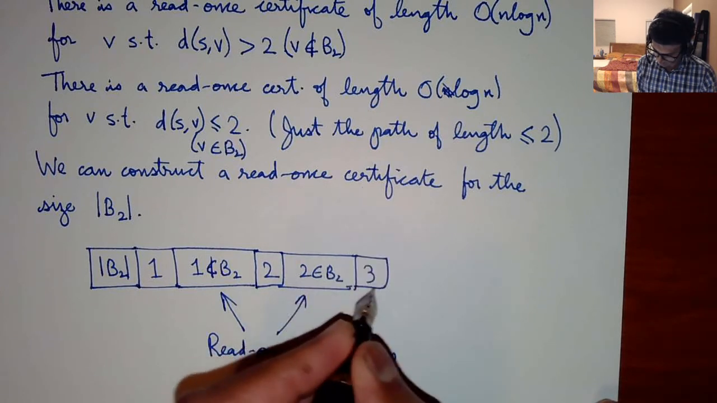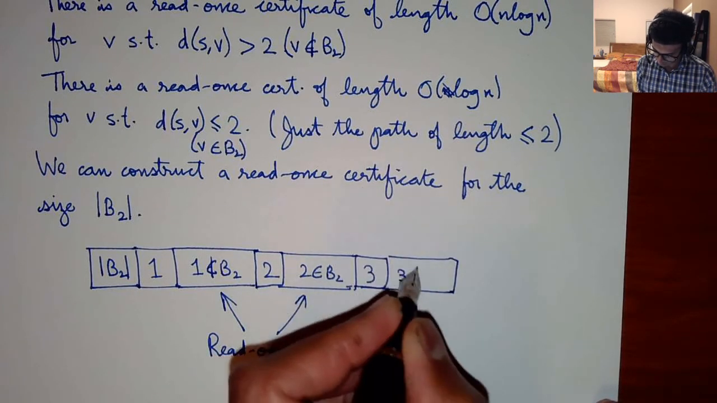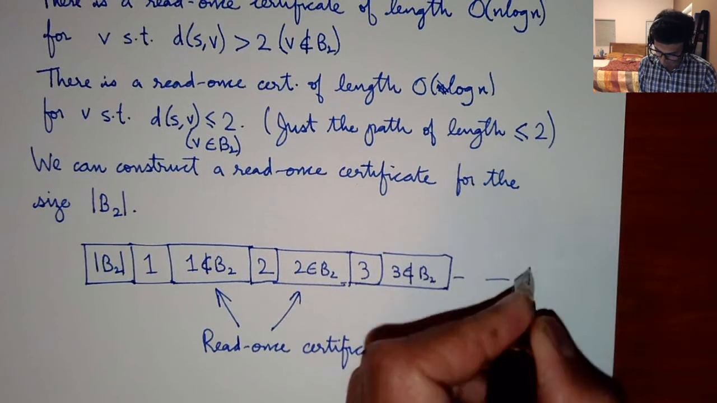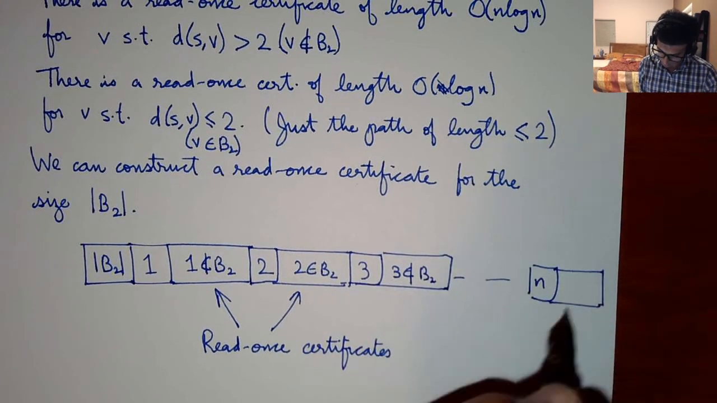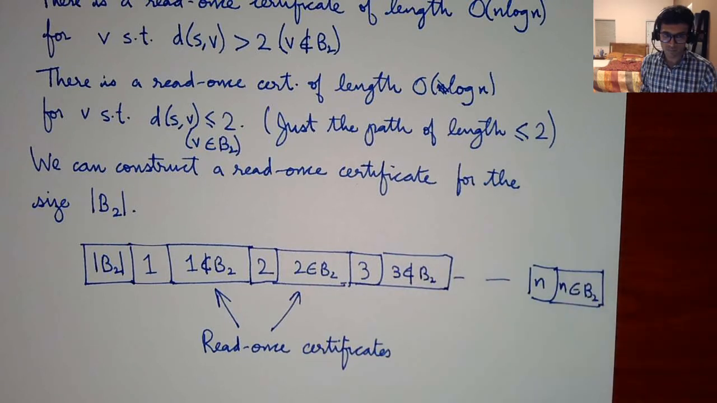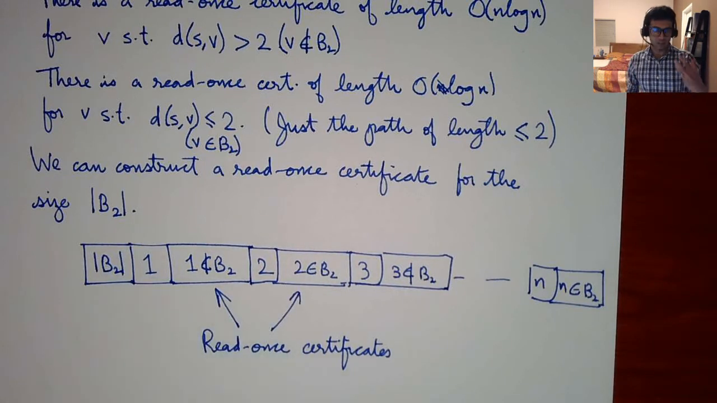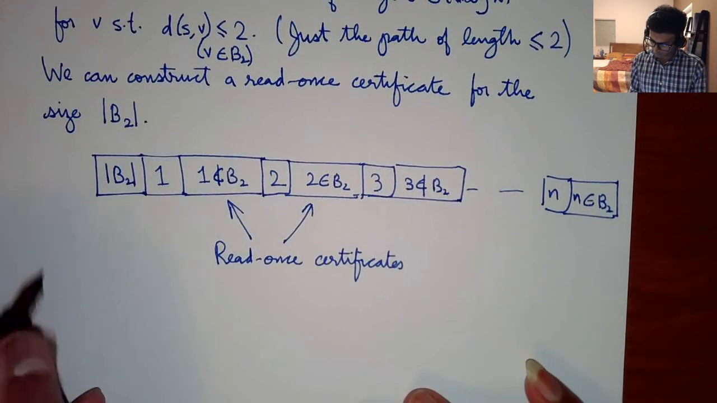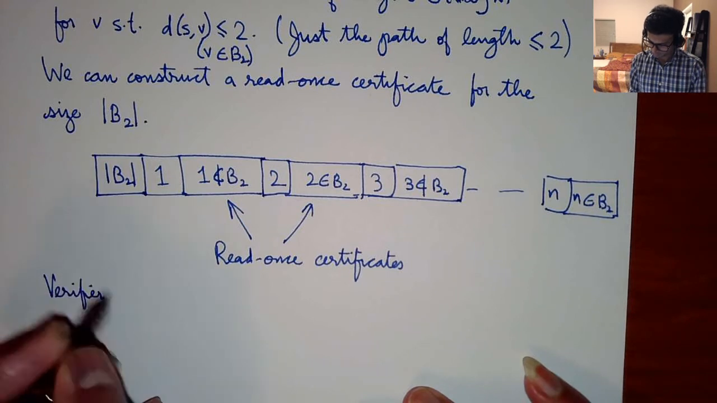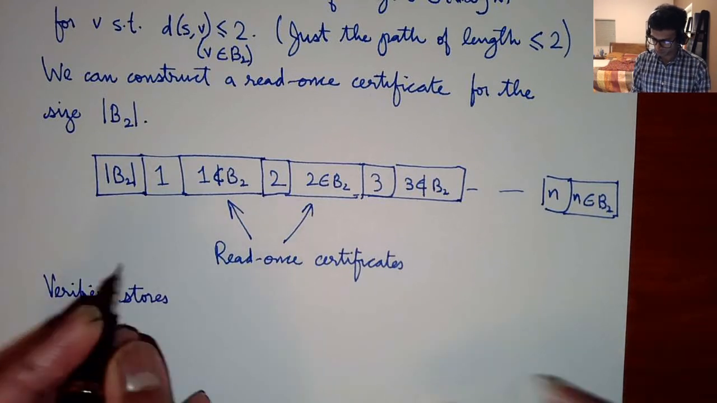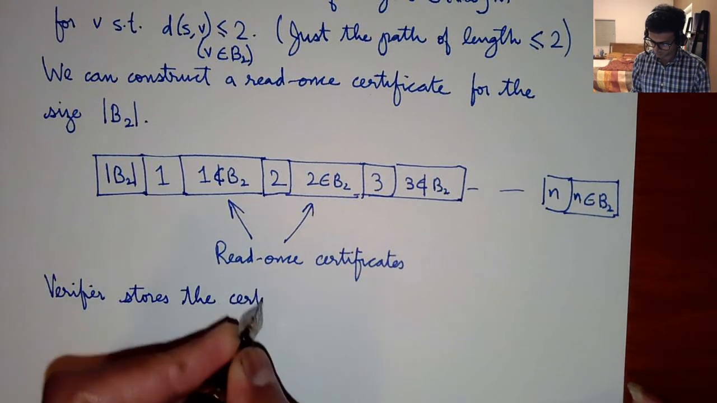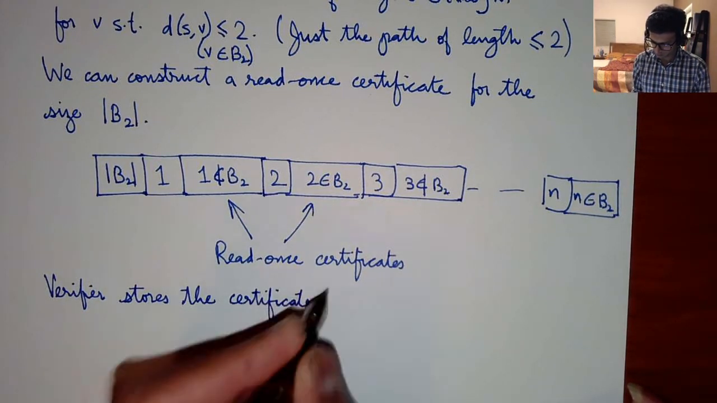And then for 3, it has some certificate. Maybe 3 is also not in B2, and so on and so forth, all the way up to n. I would say n maybe is in B2. So it can read this entire thing once and just check if the number of things that are in B2 is exactly what it was given. Right? So the verifier stores the certificates.